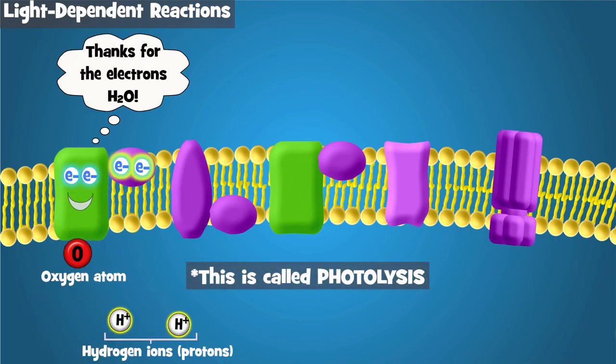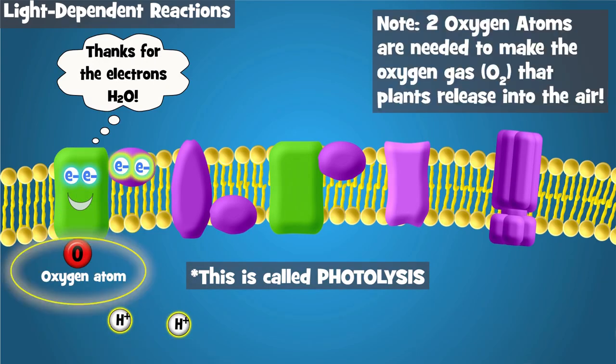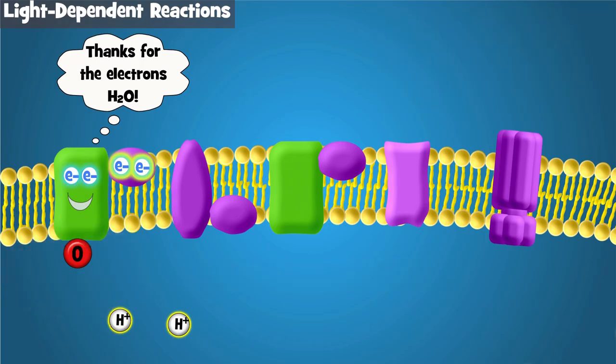When water is split, electrons, hydrogen ions, and oxygen are produced. You probably know that plants make oxygen when they do photosynthesis. This is where that oxygen comes from. Now, back to the electron transport chain.